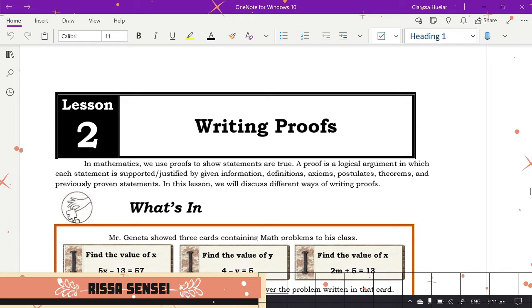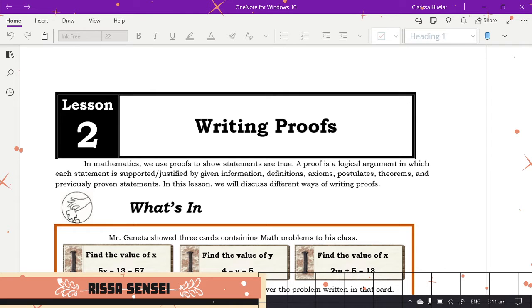So what is a proof? A proof is a logical argument in which each statement is supported or justified by given information, definitions, axioms, or postulates, theorems, and previously proven theorems. So kapag nagpo-prove tayo ng mga statements, gumagamit tayo ng mga information or ng mga definition. Sa tulong ng mga yun, napoprove natin na totoo yung statement.